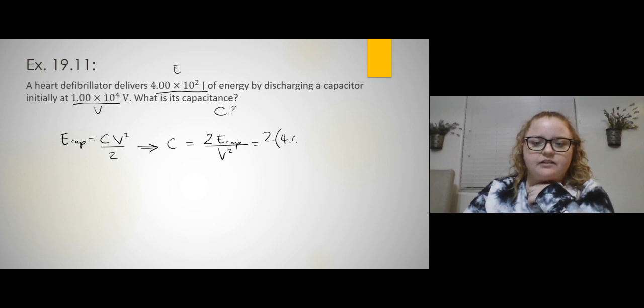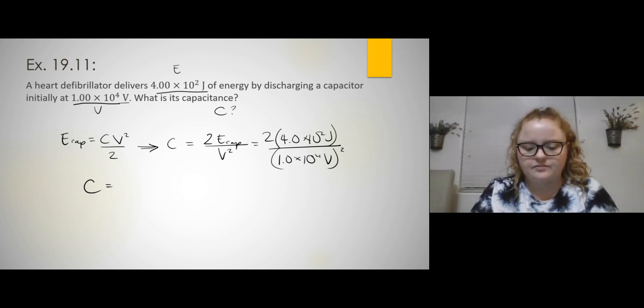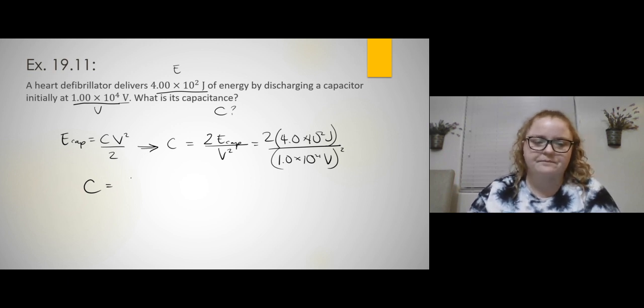So we can plug everything in here. V is 1.0 times 10 to the 4th volts, and that is squared. So we can do that in our calculator. Divided by 10 to the 4th squared. Yeah, so that gives us 8.0 times 10 to the negative 6th. And this capacitance is in farads.